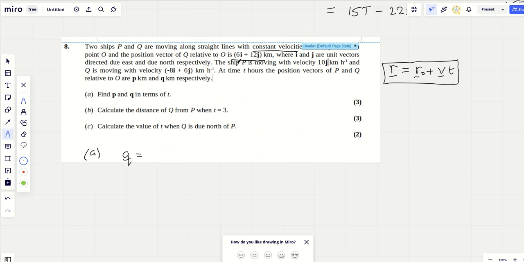Okay, so if I need to do this, I just need the r0, which is (6, 12). Notice I'm using column vectors. Who on earth would use i and j if given the choice? Not me. Position vector relative value is (6, 12), and ship P is moving 10j and ship Q is (-8, 6). That is what they're looking for when they say P and Q in terms of t. They're looking for the general equation. I'm just using r equals r0 plus vt, initial position plus velocity times time. That's all it is. And so P, very similar. Does P start from the origin?